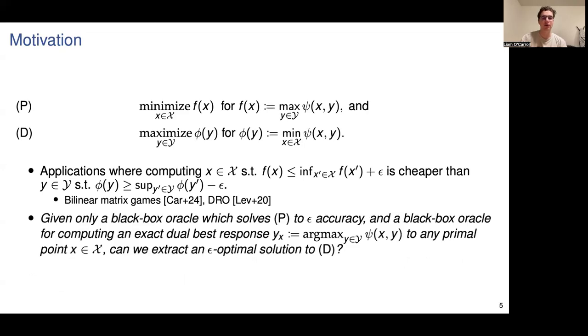Okay, so altogether, we ask the question: given only a black box oracle which solves the primal problem to epsilon accuracy, and a black box oracle for computing an exact dual best response to any primal point x, can we obtain an epsilon optimal solution to the dual optimization problem D? And we give a general affirmative answer to this question, which is basically: the answer is yes, as long as you can additionally access regularized versions of these two oracles.